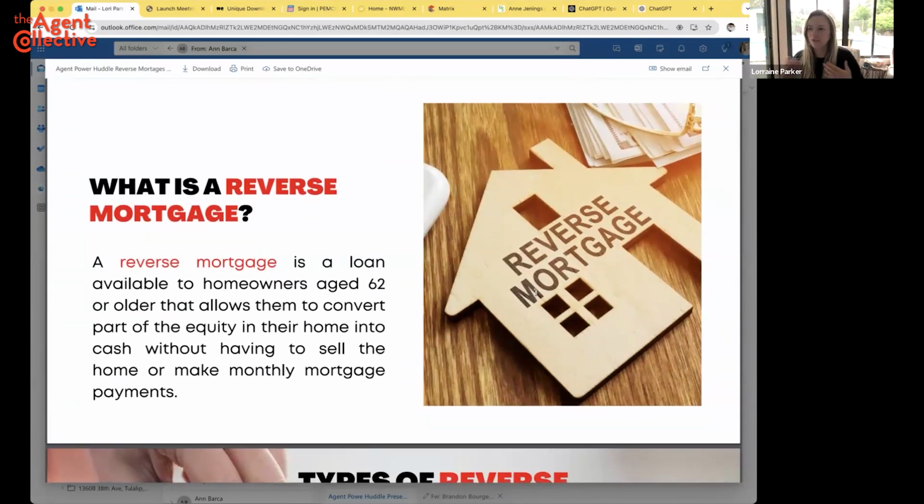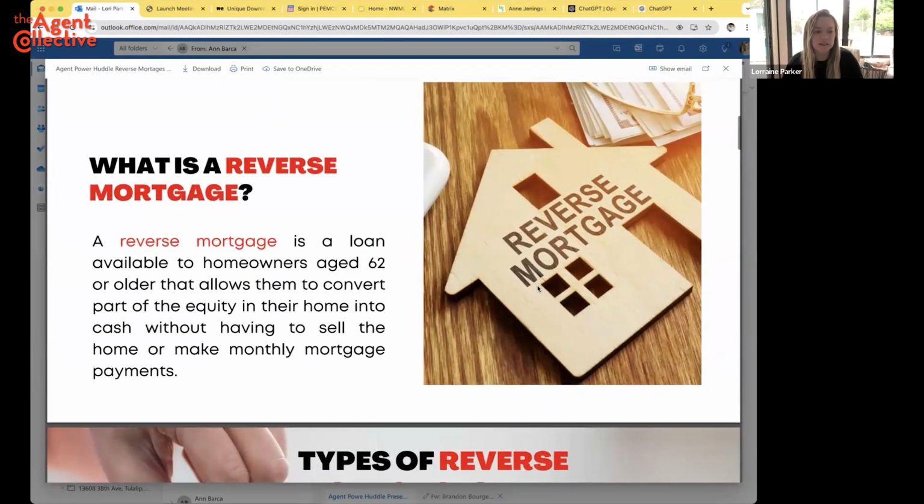So, first off, for those of you who don't know what a reverse mortgage is, it is a loan available to homeowners age 62 or over that allows them to convert part of their equity in their home into cash without having to sell it or make monthly mortgage payments.